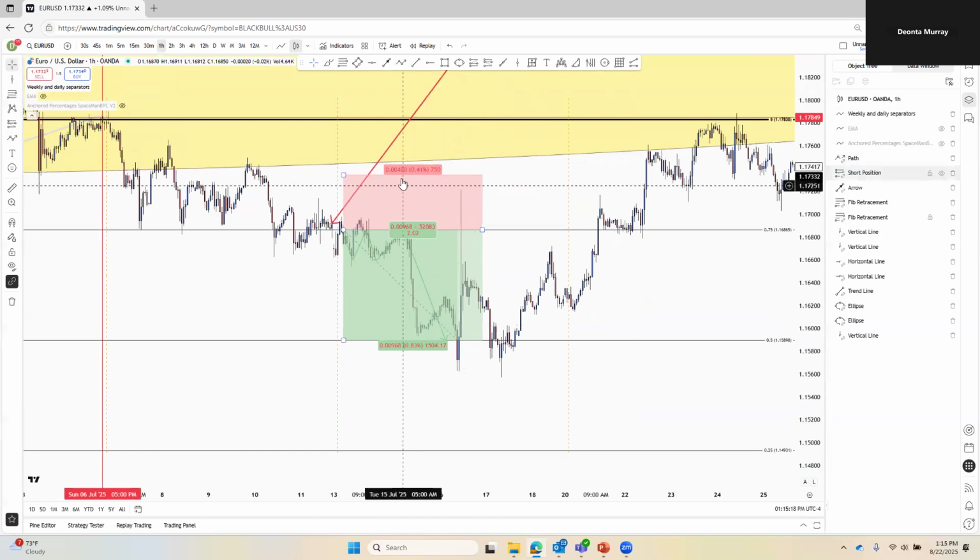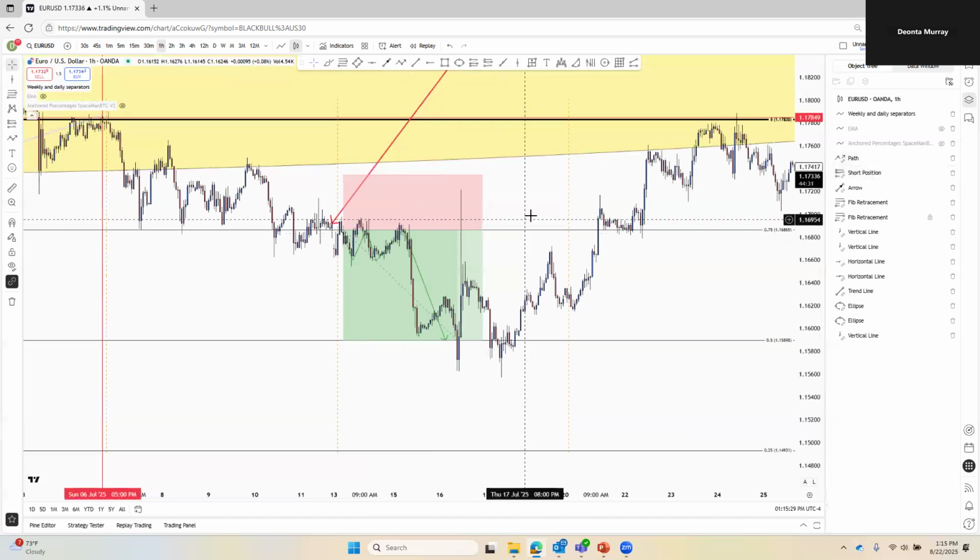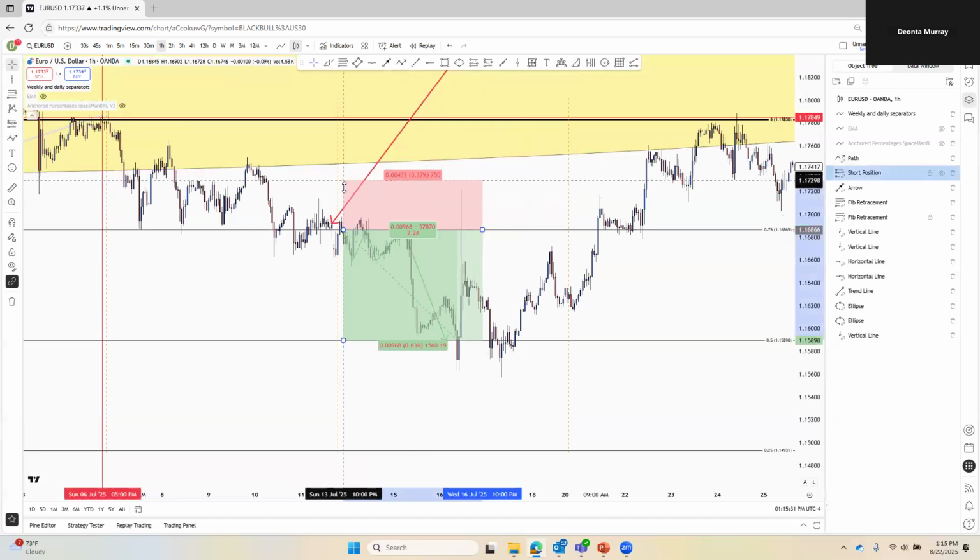So now I got a 1 to 2, right? Risking 480 pips or points, however you want to look at it, to gain 968, right? 1 to 2 risk to reward. Could you have got a 3? Yes, you could have got a 3. You might say no, but look, boom, if you take it early, boom.